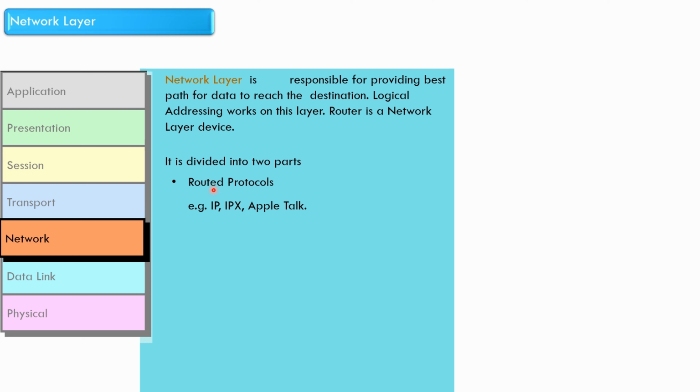In routing protocols, we need to configure the network and do some configuration for the routing protocols. Below are the examples for routing protocols: RIP, IGRP, OSPF, EIGRP, BGP. So that kind of protocols is there.